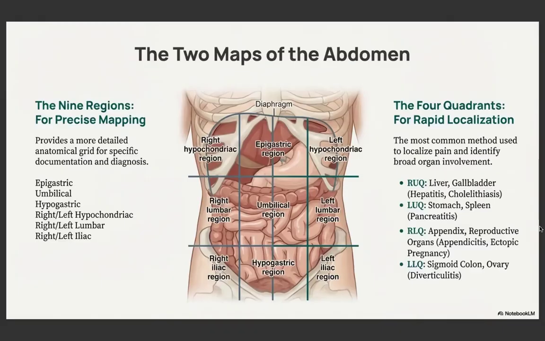4 quadrants. When we are doing our assessment, remember, we're always going to start in right lower, go up to right upper, left upper, then left lower. That's kind of following the direction of our colon. Our appendix is going to be in that right lower. Our right upper quadrant is really our liver and our gallbladder. Left upper, you know, spleen, pancreas, and our stomach. And left lower is going to be that sigmoid colon as well as your ovaries.